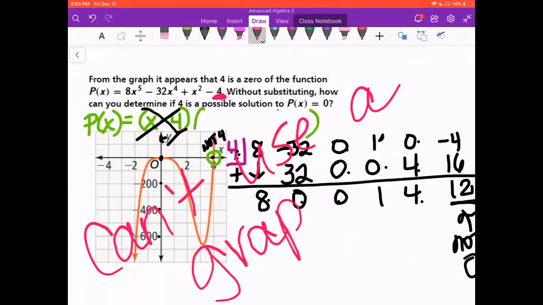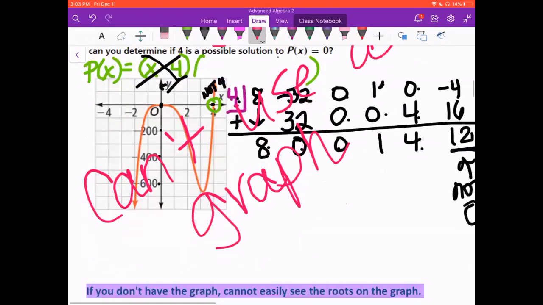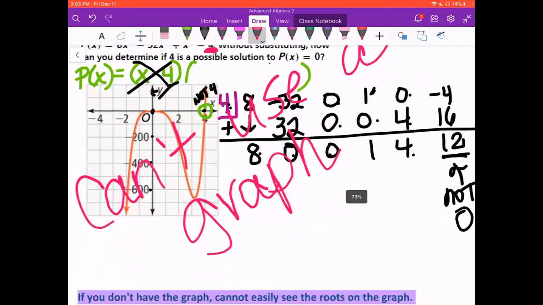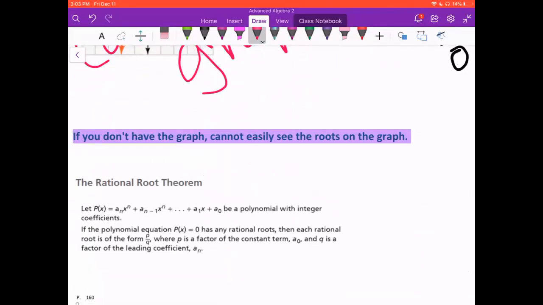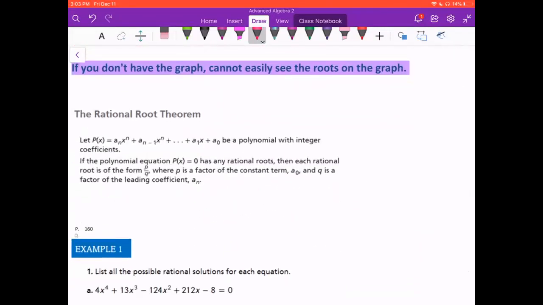Man, because that other method made it so nice to factor. All right, so when that happens, we're going to rely on something called the rational root theorem. So here's what it is. Here's what it's formally written as in your book.